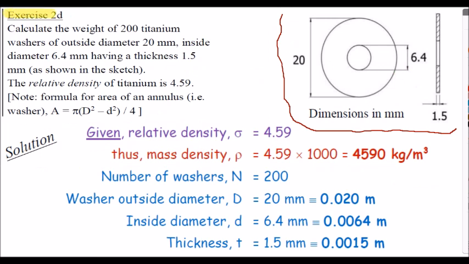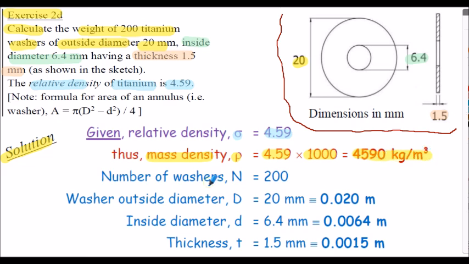Exercise 2D, here's the solution. We've got to calculate the weight of 200 titanium washers. So, extracting information from the question, the first thing to deal with is the relative density. So, sigma is 4.59. We need to calculate the mass density, rho. So that will be 4.59 times the density of fresh water, 1,000 kilograms per meter cubed. So our mass density of titanium is 4,590 kilograms per meter cubed.